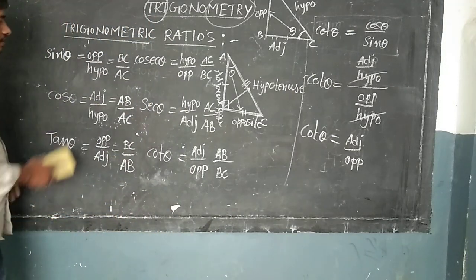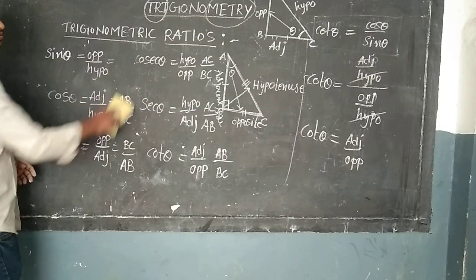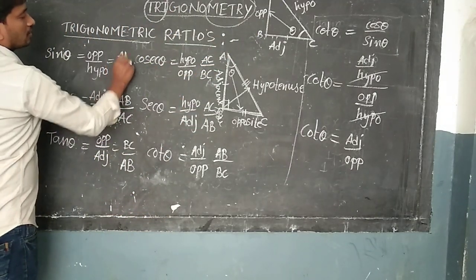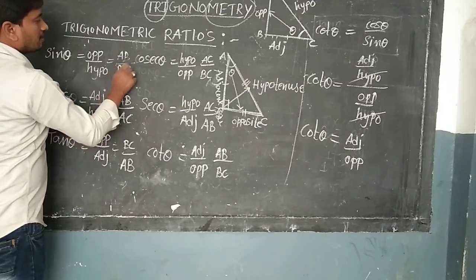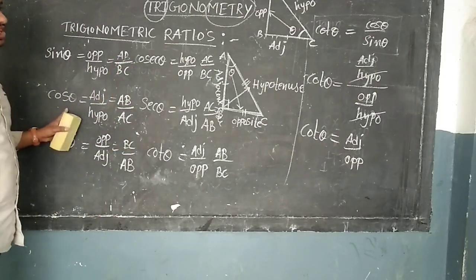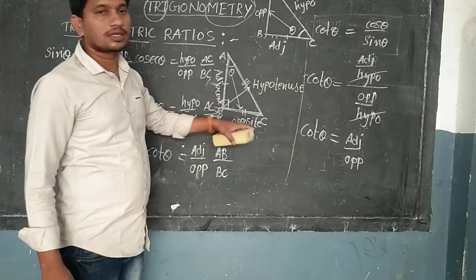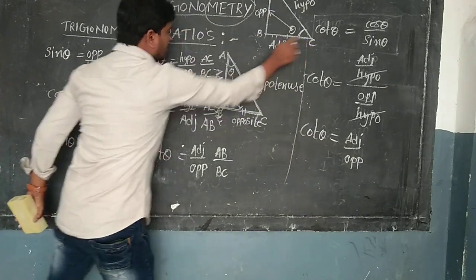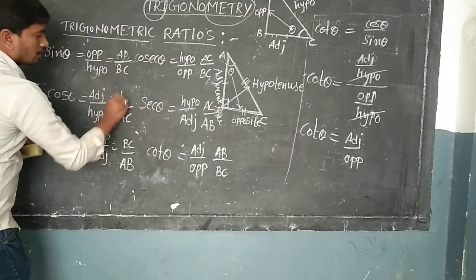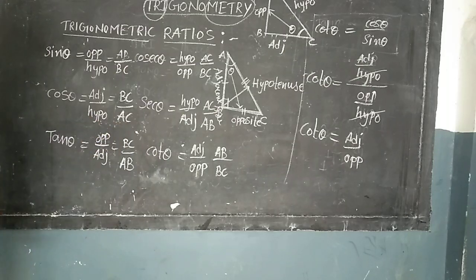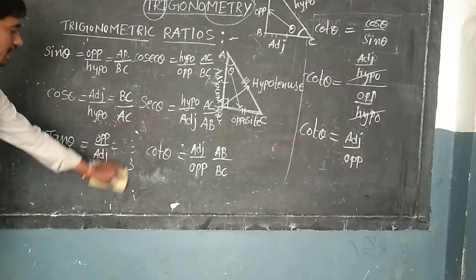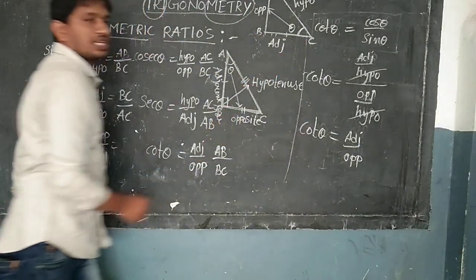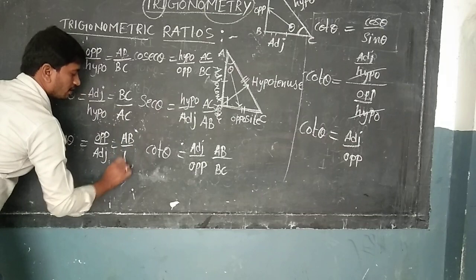If you want to check it, for this diagram, sin theta will become AB by BC. Cos theta becomes adjacent by hypotenuse. Adjacent means BC by AC. Next, tan theta is opposite by adjacent. Opposite is AB, adjacent is BC. So AB by BC.